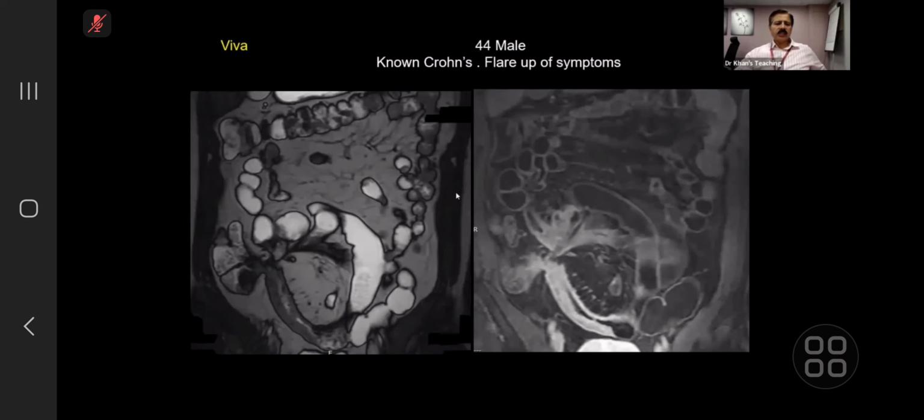11, this is a case of Crohn's disease. This is an MRE study. Two sequences have been given to you. This is a T2 weighted sequence. This is a post-contrast sequence. What are your findings, please?